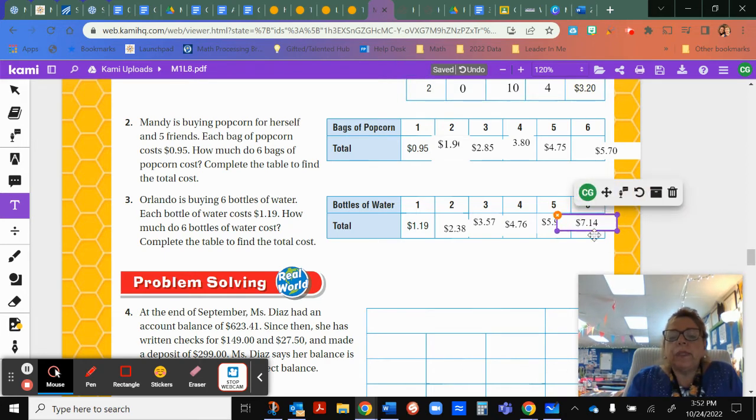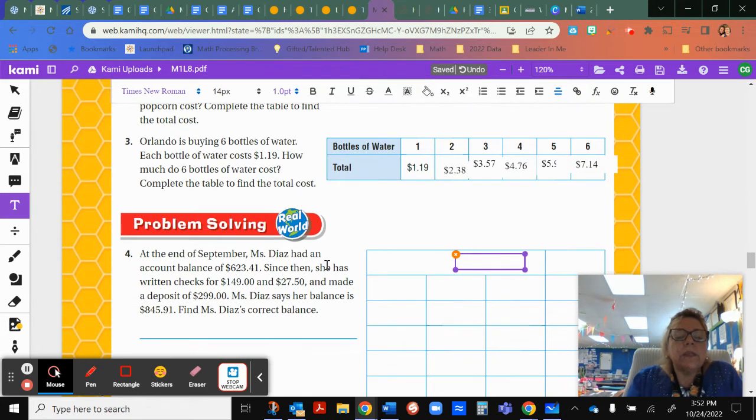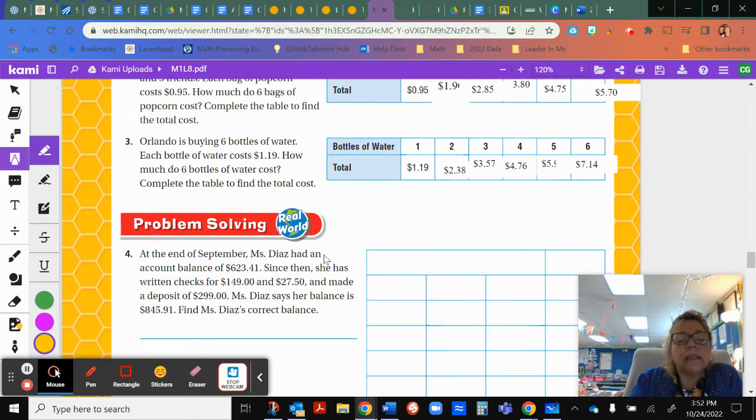Okay, for most of y'all, we did this in class. We said at the end of September, Ms. Diaz had an account balance of $623.41. Since then, she had written checks, and I'm going to go ahead and highlight this. This is her balance. It's what we know. Since then, she has written checks for $149 and for $27.50 and made a deposit. Let me just switch that over of $299.